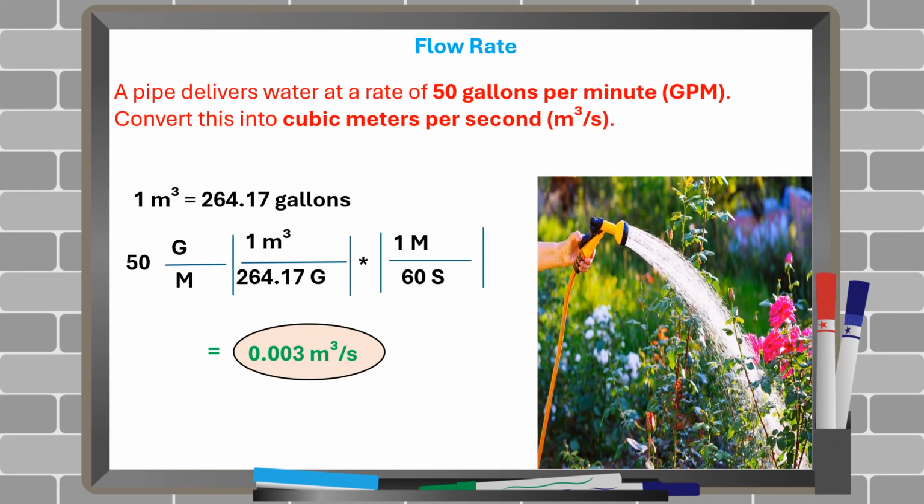Imagine a pipe delivering water at a rate of 50 gallons per minute. But what if we need to express this flow in cubic meters per second? Let's break it down step by step. So, the final answer is 0.003 cubic meters per second. This conversion is super useful in engineering, plumbing, and environmental studies. Next time you see a flow rate in gallons per minute, you'll know exactly how to convert it into metric units.